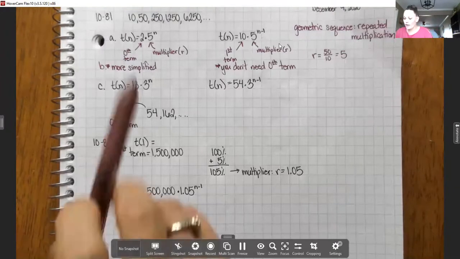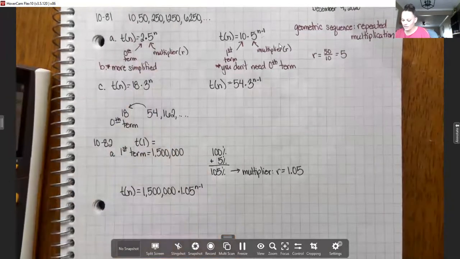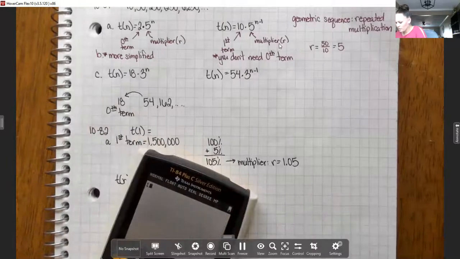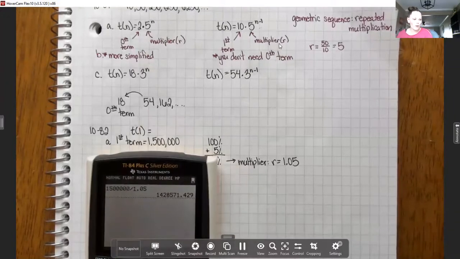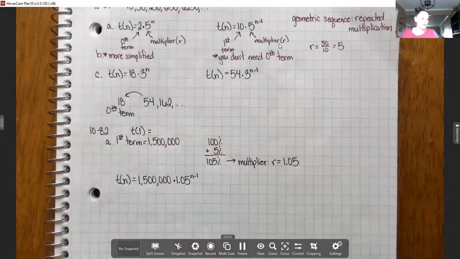Again, if we had worked backwards to find the 0th term, we would have taken 1,500,000 and divided by 1.05. And this would be what we would want for our 0th term. And so it's just not nearly as friendly a number. So I'm going to write it this way.